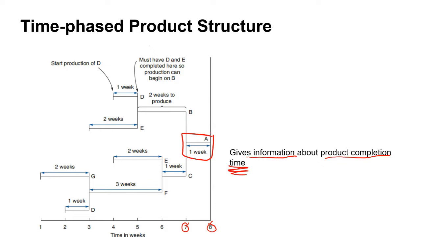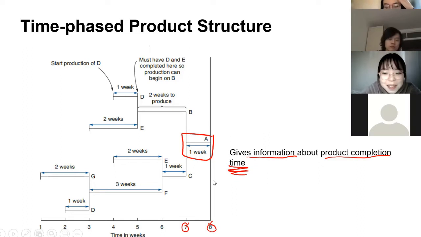Maybe packaging the product or deliver the product. Where is packaging? Yuhong, you answer that. Where is packaging? When is product A completed? When is product A completed? In week 8. So at week 8, at number 8 here, product A is actually completed.